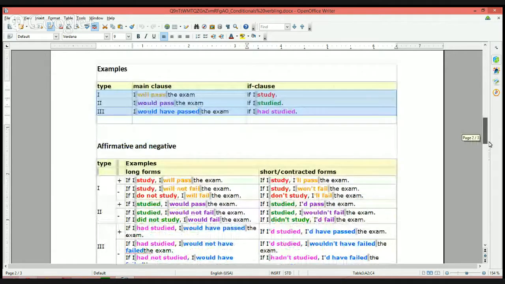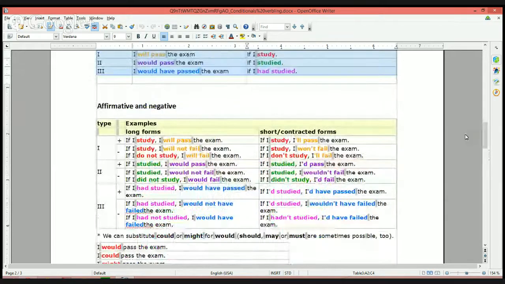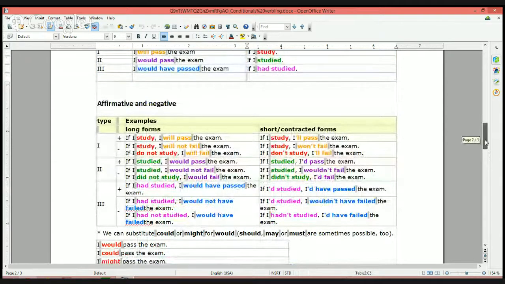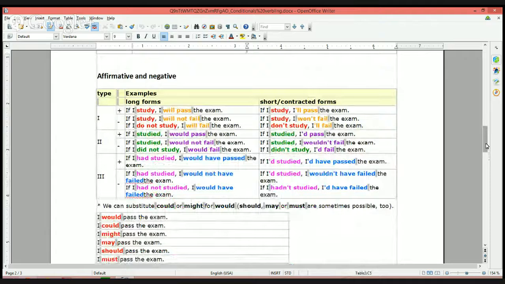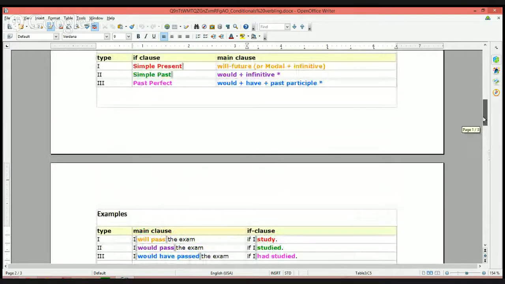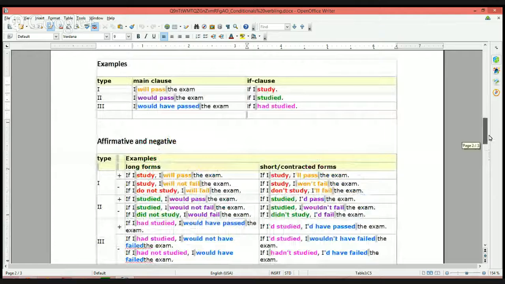Exactly. All right. So below that small chart, we have a much larger chart which gives you examples of basically every possible way of forming these sentences. That way we have type 1 in the positive and the negative, and in the contracted forms. So instead of writing everything out like I will pass, we use contractions: I'll pass and I won't fail. Then in type 2, we have the same, positive, negative, and contractions, and type 3, positive, negative, and contractions, all color-coded for the form above. Any questions so far before we talk about a little more vocabulary?